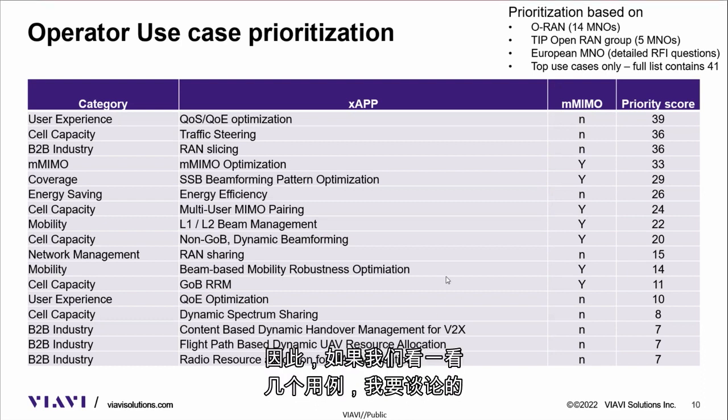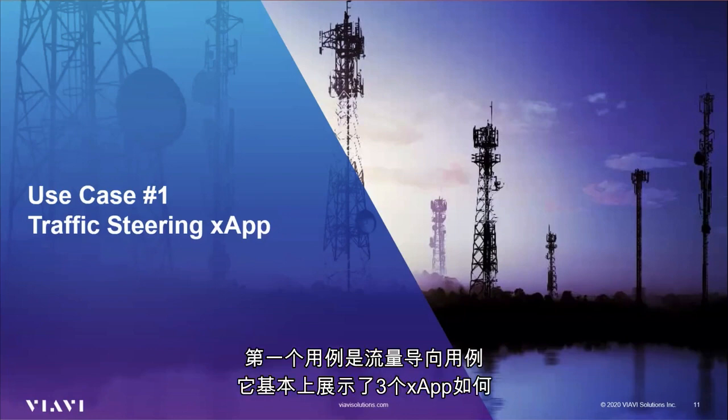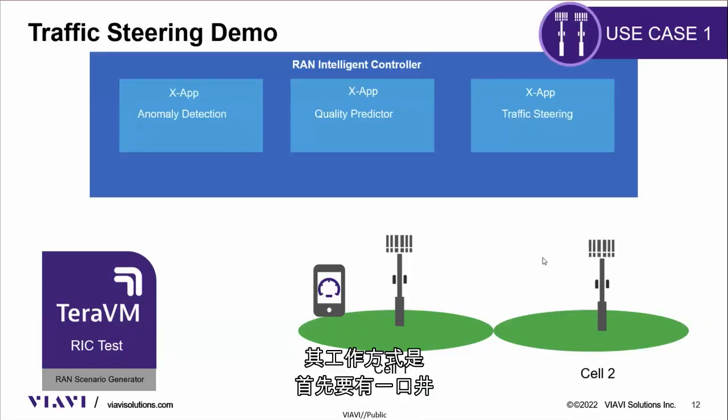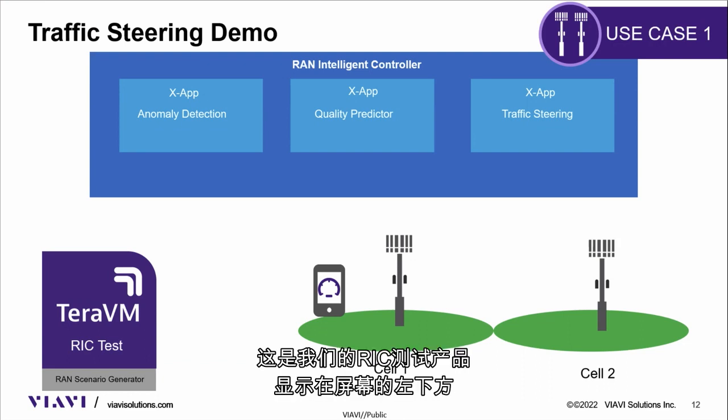So if we take a look at a couple of use cases, the first one I'm going to talk about is the traffic steering use case, which basically shows how three xApps can work together to identify a problem, look for a resolution, and then affect a change to improve the situation. So the way this works is, first, the key to testing these xApps is having a RAN emulator, which is our RIC test product shown on the bottom left of the screen here.